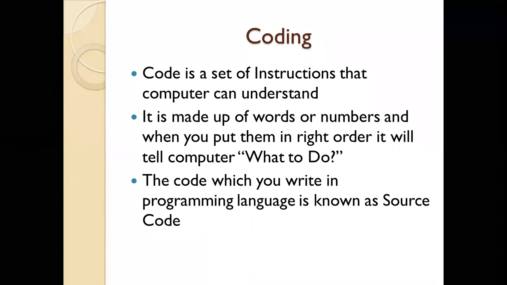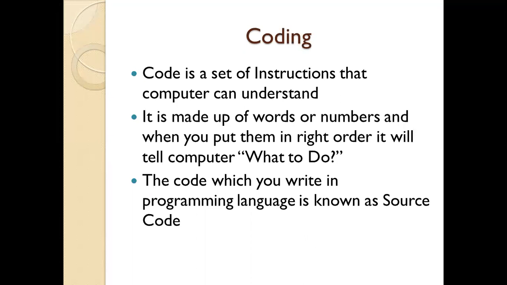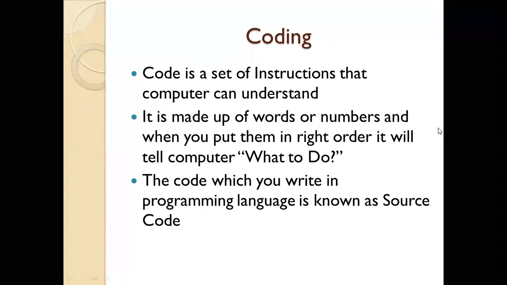It means computer cannot understand English. It means I have to give instructions to the computer in the language of computer. So that language is known as coding. So code is a set of instruction that computer can understand. It is made up of words or numbers. In coding, we can have words as well as numbers, and we put them in right order so that it tells computer what to do.